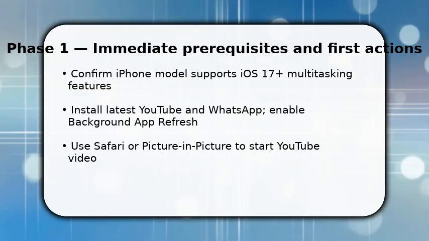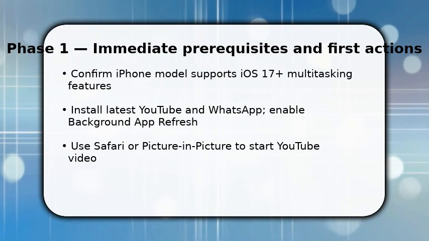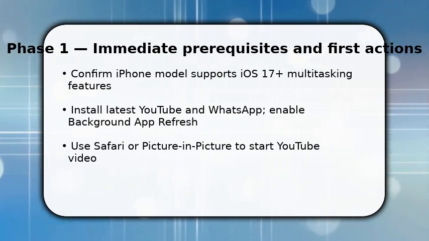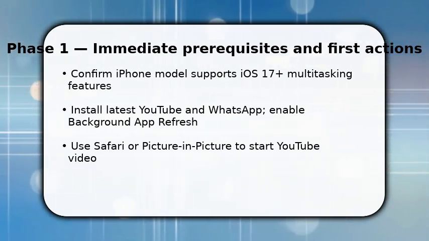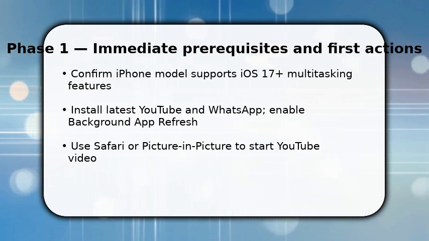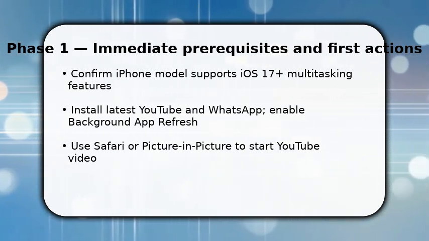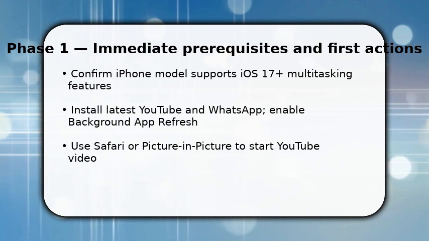You begin by opening YouTube in Safari or the app and starting the video you want to watch. Make sure background app refresh is on so audio keeps playing. Once the video plays, swipe up or press the home gesture to access the app switcher, then open WhatsApp.